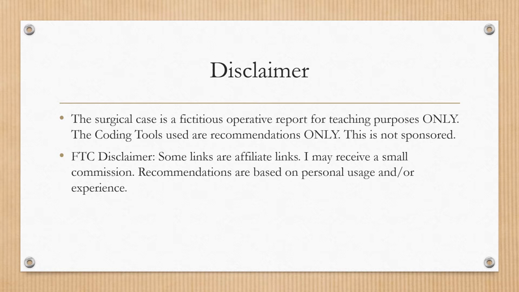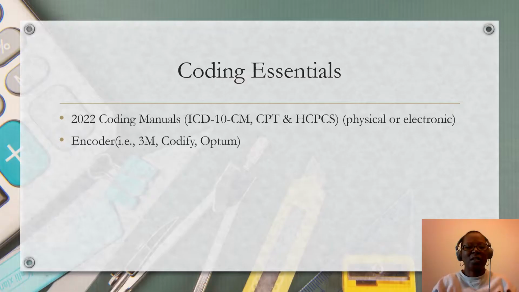And again, the surgical case that we're about to embark on is a fictitious operative report utilized for teaching purposes only. So the coding essentials that are required for this session are, of course, our 2022 coding manuals, which include the ICD-10-CM manual, your CPT or Current Procedural Terminology manual, as well as your HCPCS. Now, these can be either physical or in electronic format. And then you also want to have access to an encoder such as 3M, Codify, and Optum. For this video, I will actually be using Codify, which is the encoder via AAPC.